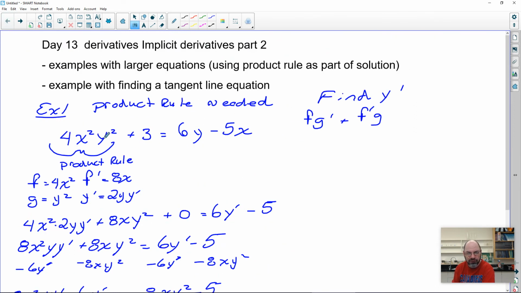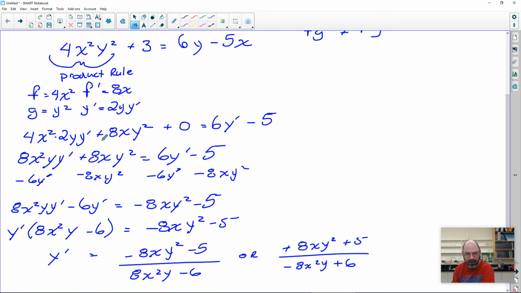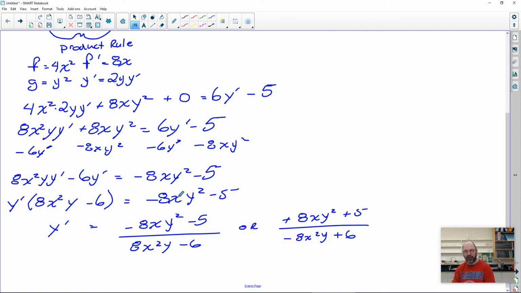Okay, so larger derivatives, if they have any multiplications of x's and y's together, especially if they have powers, you have to use the product rule within it. And then what you do is you take all the expressions with y prime to one side and all the expressions without y prime to the other side, and then you take the common factor of y prime out, and then you divide it, and you get a value for y prime, or the derivative. And you have to be careful with it. If it's in fraction form, signs on the top and bottom, these two equations are equivalent to each other. So when you're checking answers, be aware of that.